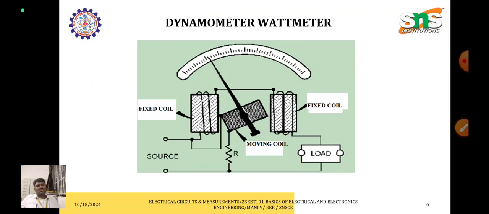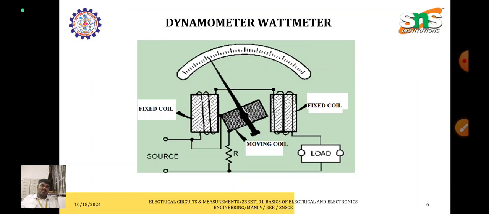Now if the switch is closed, the current flows through the current coil and after that goes to the load, according to how much the load is consuming. The current drawn by the load flows through the current coil alone. So the current coil gets energized, and the voltage coil is always energized because it is always connected across the source. Now the current coil has only a small number of turns and thick wire.